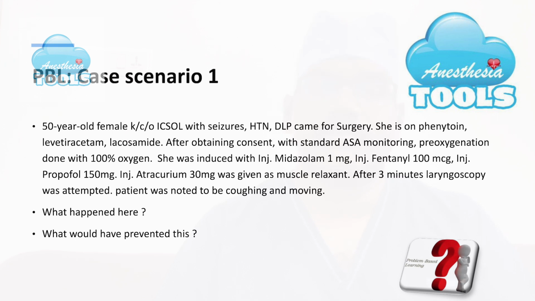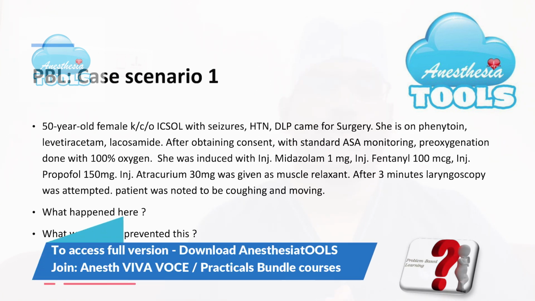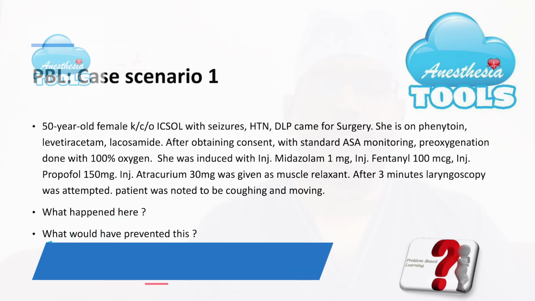Anesthesia was induced with injection midazolam, fentanyl, propofol 150 milligrams, and injection atracurium 30 milligrams was given as muscle relaxant. After 3 minutes, laryngoscopy was attempted, but the patient was noted to be coughing and moving. What happened here? And what could have prevented this?